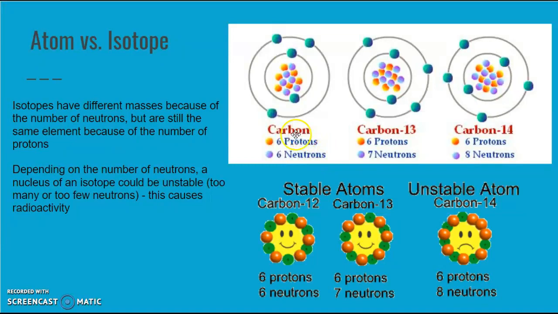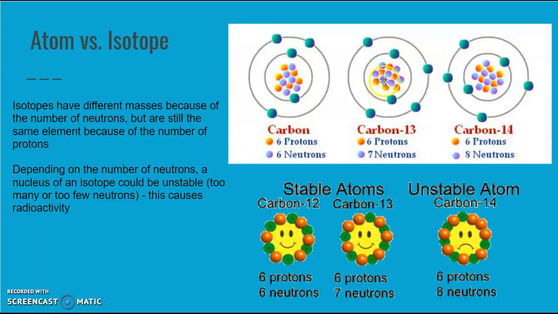Remember, the atomic number comes from the number of protons, and that identifies the element. Carbon has an atomic number of 6, but it has a mass number of 12 because you can add together the protons and neutrons. So this nucleus basically weighs 12. If you take away these electrons, the nucleus is the most important part for this isotope definition.